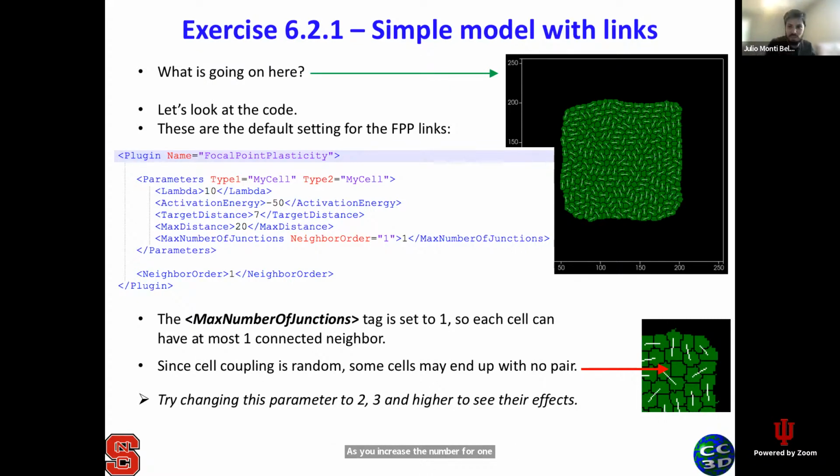That would be the last exercise for this module. After the break, we're going to show what happens if you change other parameters of the links and do some cool examples of making the cells move with links and making convergent extension with links. That will be the plan for module 6.3. But right now I want you to try to change the maximum number of junctions from 1 to 2 to 3 and to higher orders, and see if you see the formation of the links.